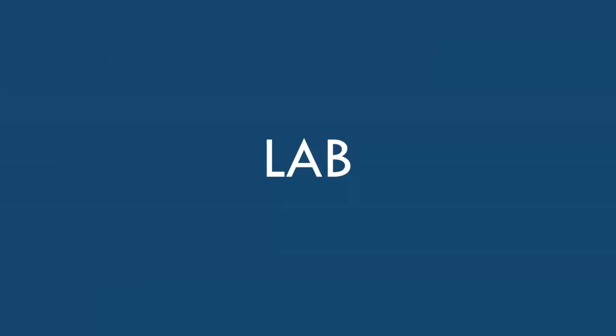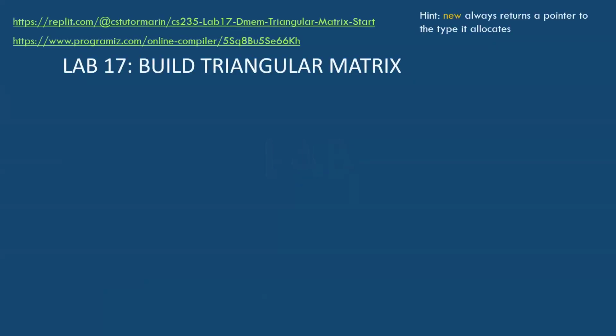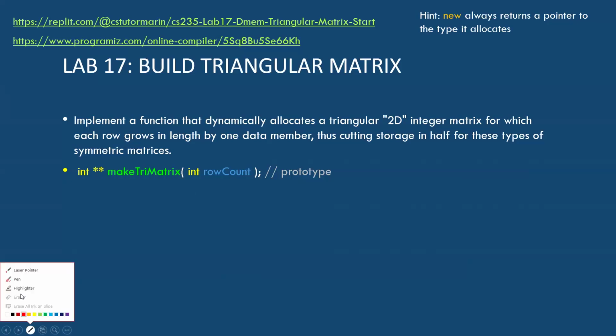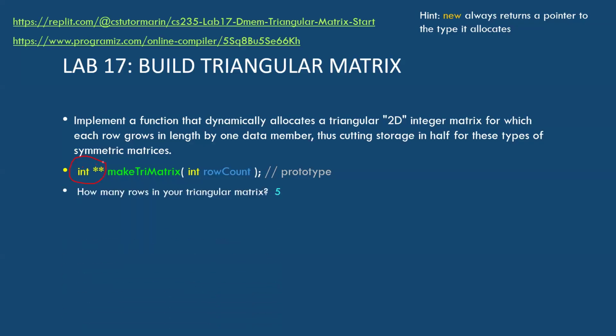Okay, so lab today, I'll get you through this. It's a little bit tricky, but it's really a very good lab to build your skills. So the idea is we want to build a triangular matrix. So here's our prototype. So make tri matrix. How many rows do we want? Okay. So the idea is I call this function and I get back a pointer to an integer. That is a two-dimensional kind of data structure. Okay, and I'll show you a picture of that.